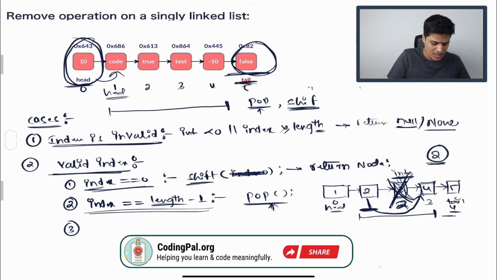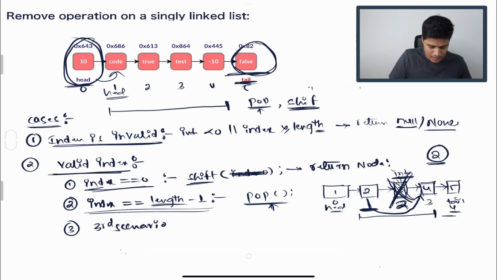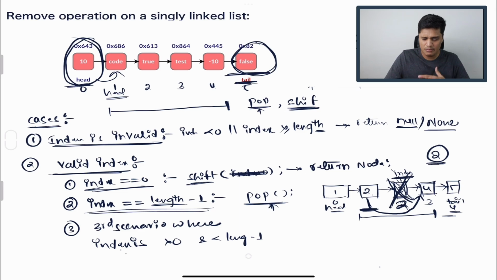So that is the third scenario where the index is greater than 0 and less than the length of the singly linked list minus 1. That means less than the very last index that we have.